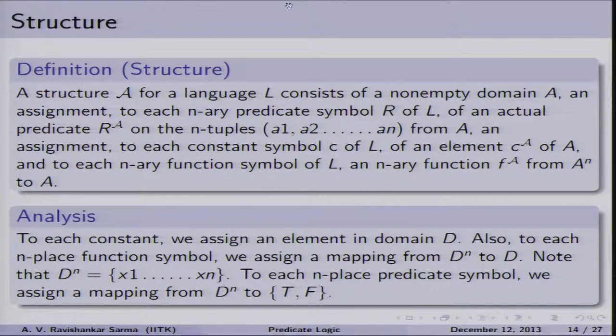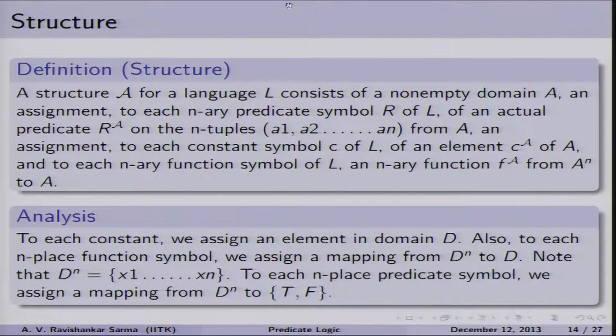So what we are essentially doing here is this: to each constant we assign an element in the domain D, and to each n-ary functional symbol we assign a mapping from D^n, where n is the number of arguments, n depends upon the n-ary functional symbol, and where D^n is considered to be 1 into n, etc.